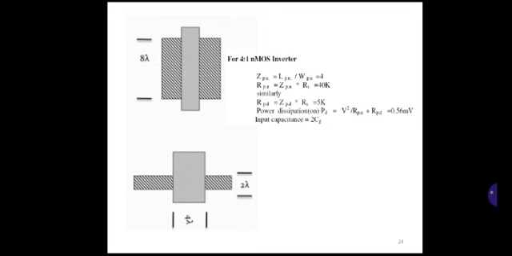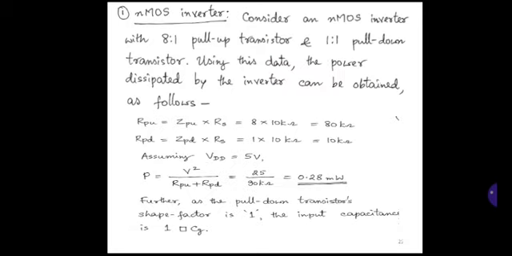So power dissipation PD is equal to V square by RPU plus RPD. You will get 0.56 milliwatts, and input capacitance is 2 square Cg. So the same calculation is shown here. Consider an NMOS inverter with 8:1 pull up transistor and 1:1 pull down transistor. Using this data, the power dissipated by the inverter can be obtained.